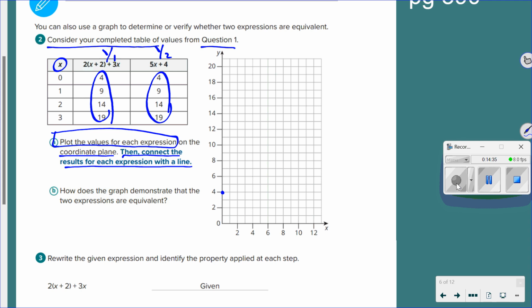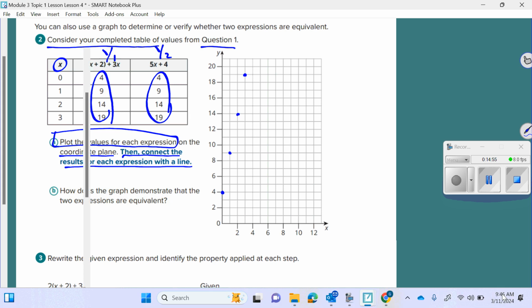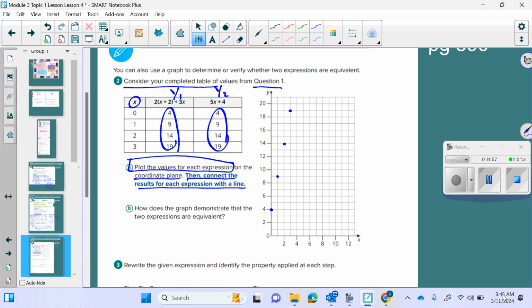You should have realized really quickly as I went through my values. My next one was 1, 9. So I go over to 1, up to 9. Then I go 2, 14, over to 2, up to 14. Then I do 3, 19, over to 3, up to 19. We then use our ruler or straight edge so that we can draw a line. And when you do your line, you should have seen something like that.